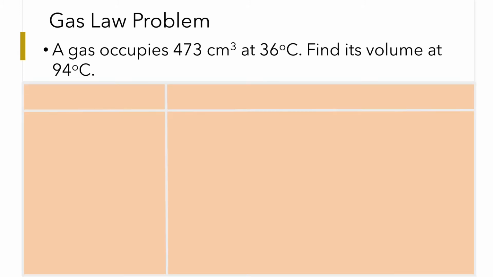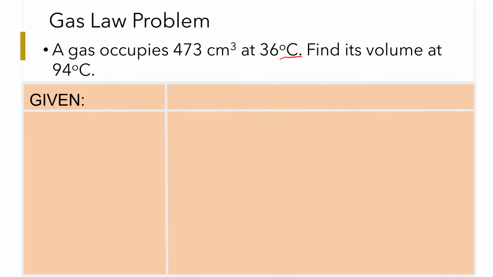Our problem. A gas occupies 473 centimeters cubed at 36 degrees Celsius. Find its volume at 94 degrees Celsius. Whoa, whoa, whoa, let's stop and look at this. The unit is in degrees Celsius, but like I mentioned previously, we always have to use Kelvin. So in order to get degrees Celsius into Kelvin, I need to add 273, and I'm going to do that in my givens on the left-hand side.